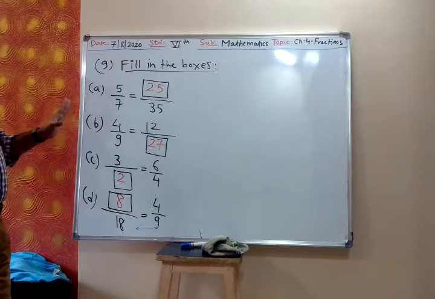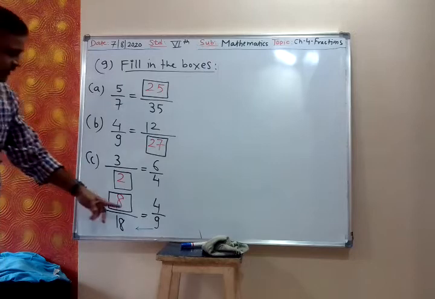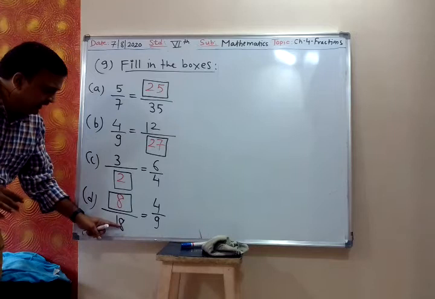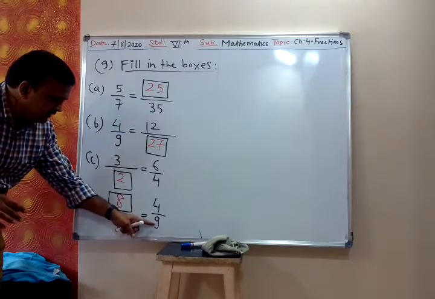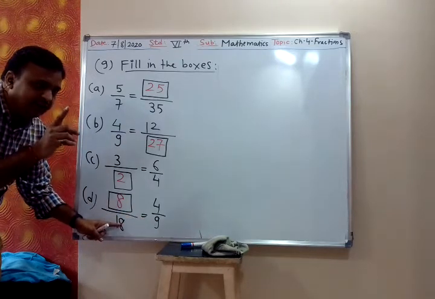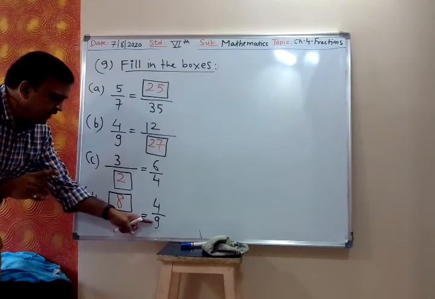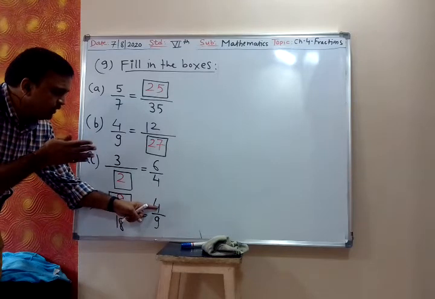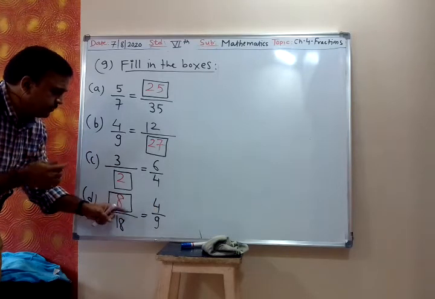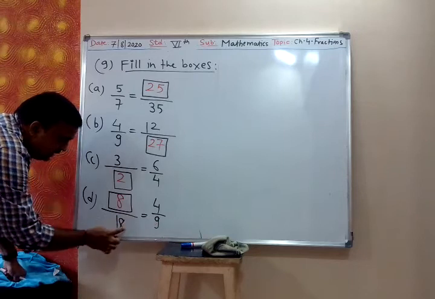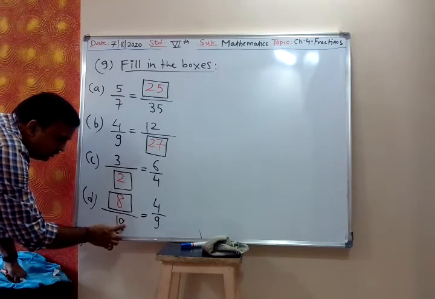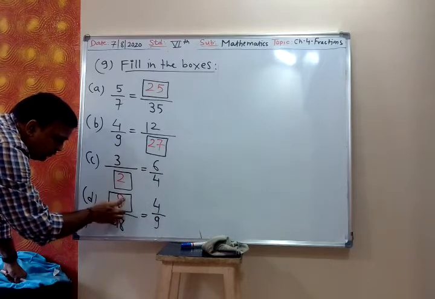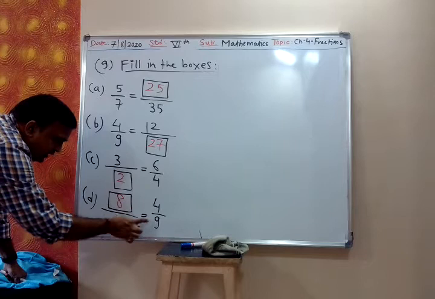Sorry. See here. This is 18, this is 9. What is 18 half? 9. 18 half is 9. So this is 4. So when we get 4, what is double of 4? 8. 9 becomes 18 means we have multiplied 9 by 2, so we have to multiply 4 by 2. 4 2s are 8. 9 2s are 18.